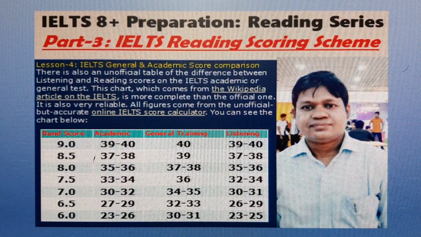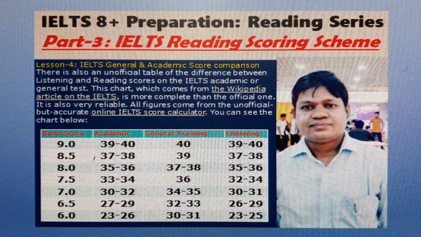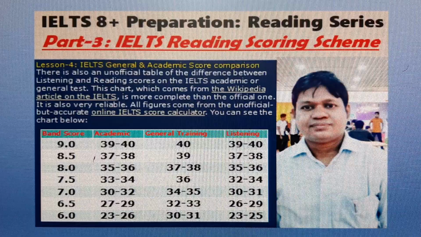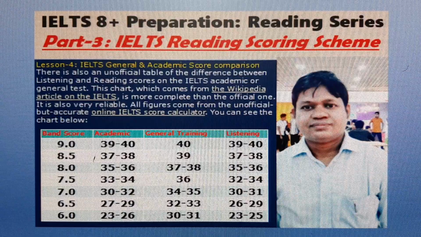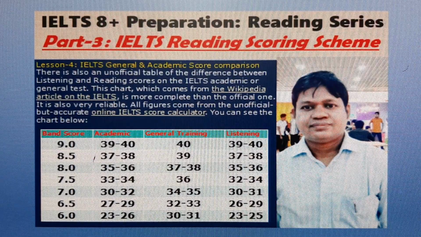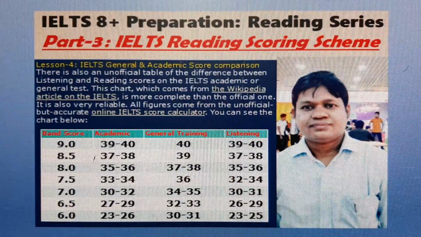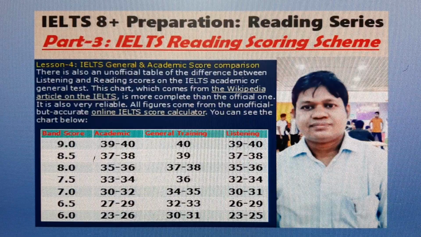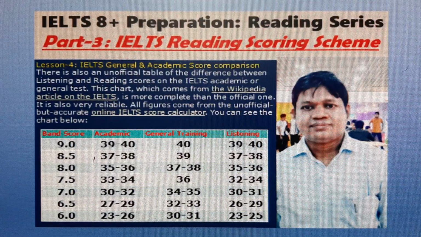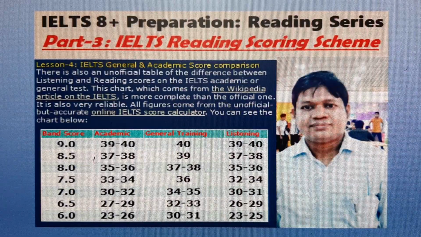Band score 8.0. Academic reading raw score 35 to 36, general training 37 to 38, and listening 35 to 36. Band score 7.5. Academic reading raw score 33 to 34, general training 36, and listening 32 to 34. Band score 7.0. Academic reading raw score 30 to 32, general training 34 to 35, and listening 30 to 31.